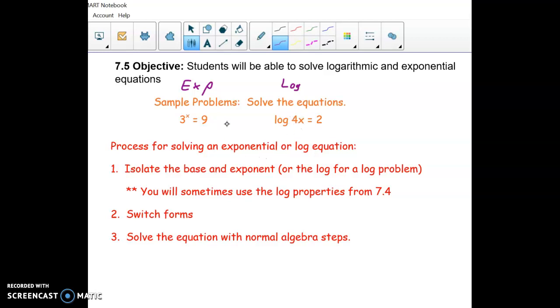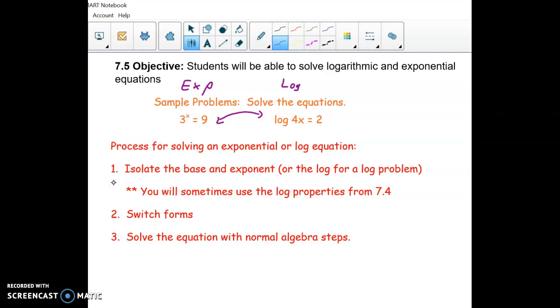Basically the biggest thing, which is why I whined and complained so much earlier, is that you have to know how to switch forms. So the way we're going to solve is if it starts in exponential, we're going to switch it to log form. And if it starts in log form, we're going to switch it to exponential. And that's how we're going to solve.